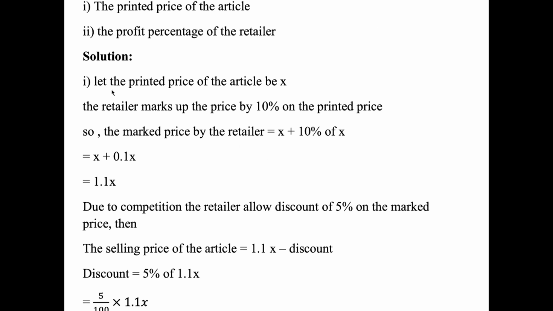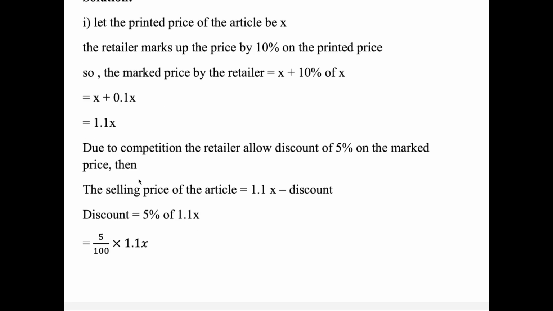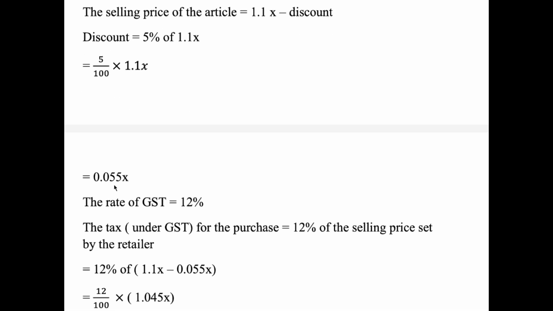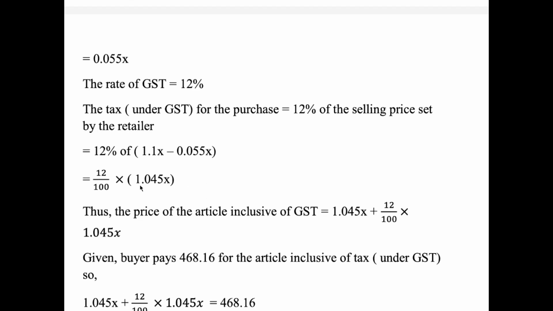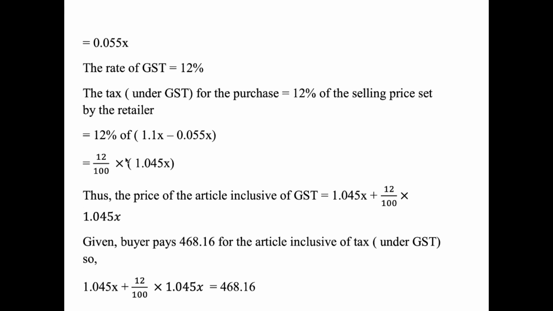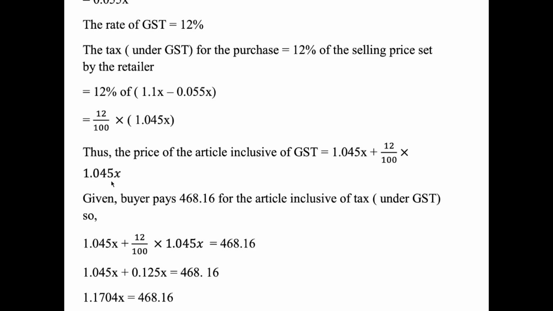The solution. Come to the solution one by one. Let the printed price of the article be x. So the retailer marks up by 10%. So x plus 10% of x comes to 1.1x. Again, after giving a discount of 5%, 5% of 1.1x comes to 0.055x. The rate of GST is 12%. So that figure, 1.1x minus 0.055x, that comes to 1.045x, and GST is 12% of this.